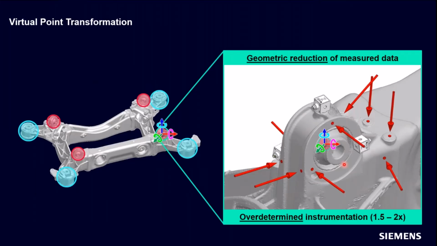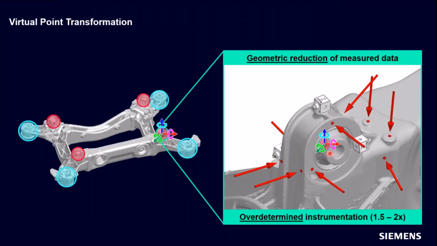And the way that we're going to do that is to instrument around the mount. So I have 3 triaxes here, and I think about 9 excitation positions around the mount. And we're going to perform a geometric reduction of that measured data to the center in order to get data exactly in what we call a virtual point.